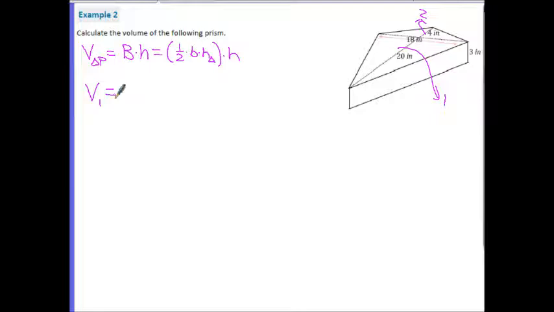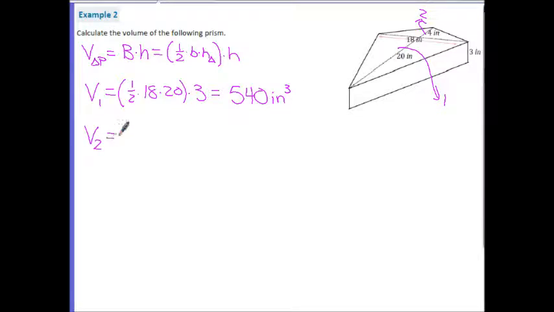So we have 1/2 times the base of this figure here. Number 1 is 18, and the height is going to be 20. And then we're multiplying it times our height of 3 over here. And when I multiply those out, I get 540. And this is in inches, and again, it is volume, so it is cubed.